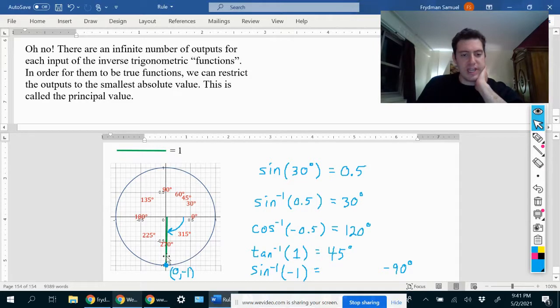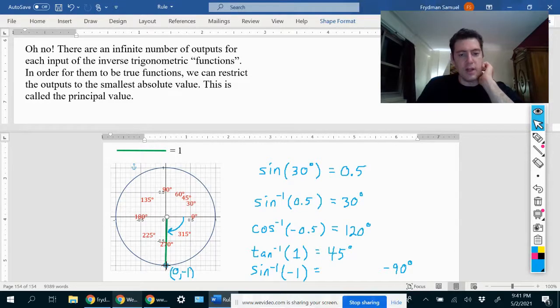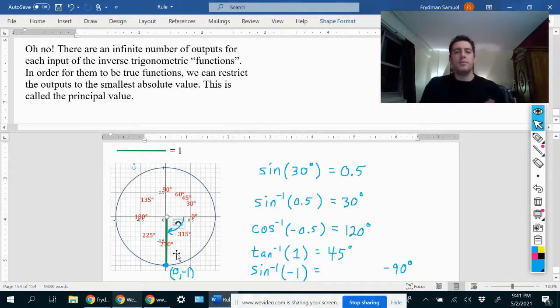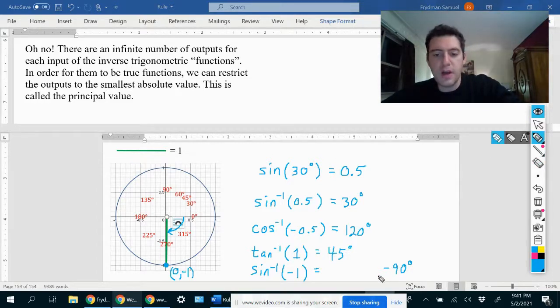So I could just take this line and go around another 360 degrees, and that would bring me back where I started. So 360 plus 90 would be 450, except I went clockwise. I went in the negative direction. So another possible answer here is negative 450 degrees.